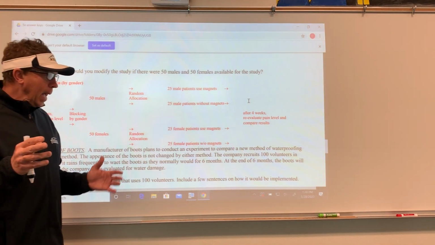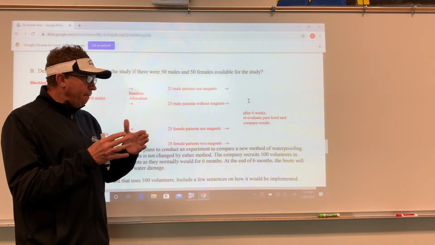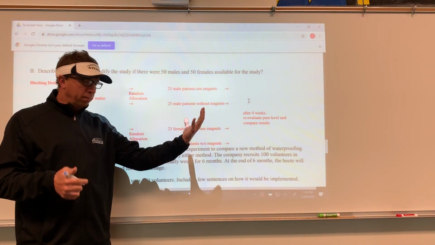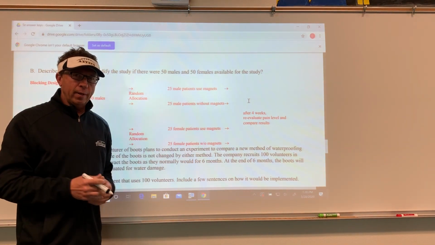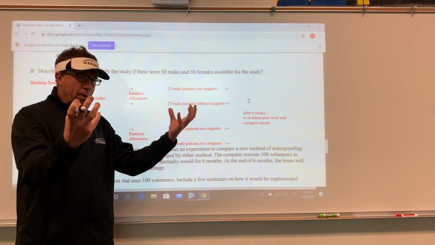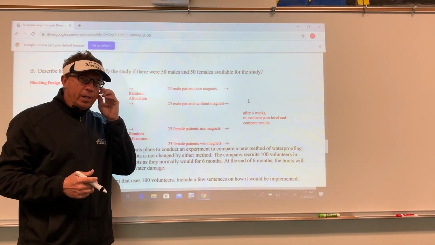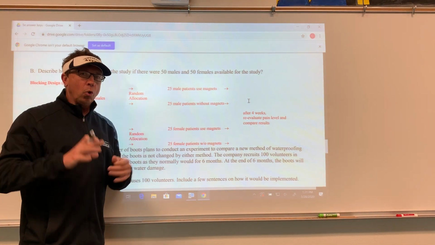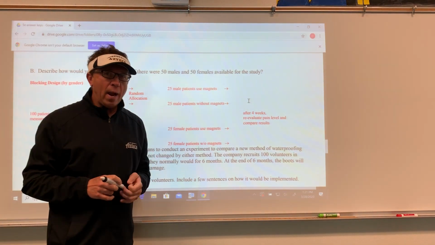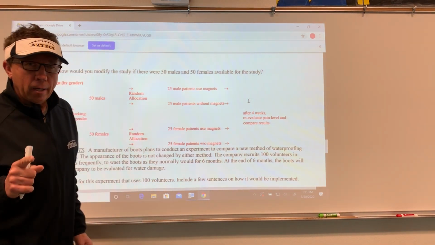Okay, if we did that, then we would randomly flip a coin, or do some sort of randomization, half would get the new waterproofing, half would get the old waterproofing. I have zero confidence that those two groups would be in the rain the same amount. I don't think we have controlled that variable very well. So I don't think a completely randomized design is a very good idea. Okay, let's do matched pair.